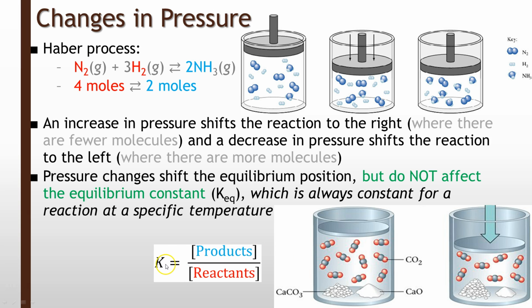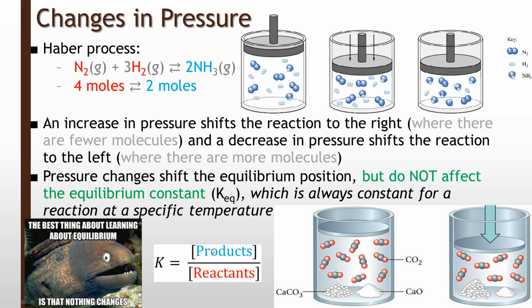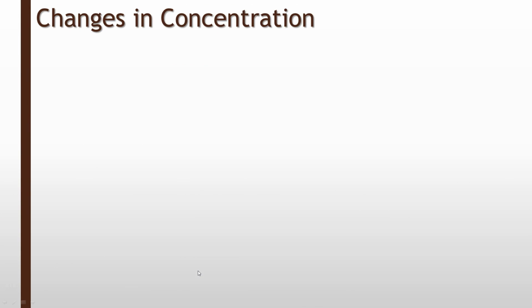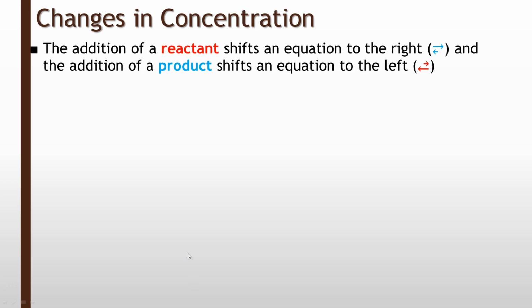The only reason that this is going to happen, well, you'd think that, oh, if it's shifting toward the products or the reactants, that should change the equilibrium constant. It doesn't, because really what's happening is I'm changing the volume, which is changing the concentrations. So the best thing about learning about equilibrium, nothing changes. Get it? All right, so let's talk about those changes in concentration.